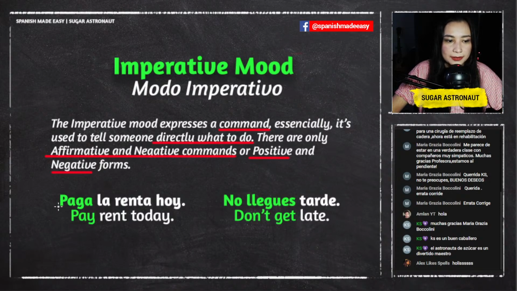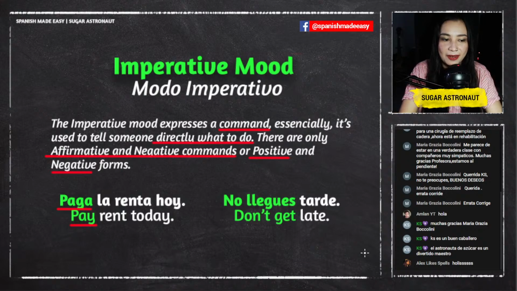Let's look at some examples. Paga la renta hoy. This means pay rent today. So you're commanding someone, hey, pay the rent today. You're not asking, you're commanding. So paga is the verb. It is in imperative mood also. This is affirmative, when you're just saying, do something. It's the positive or affirmative command or form.